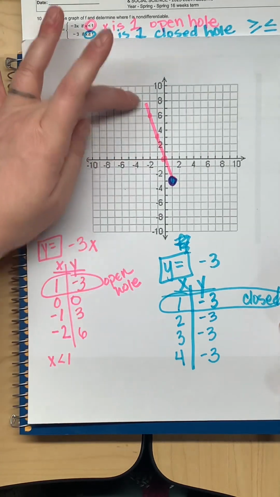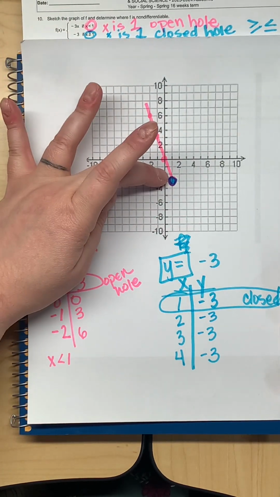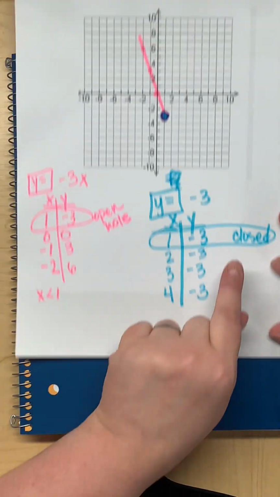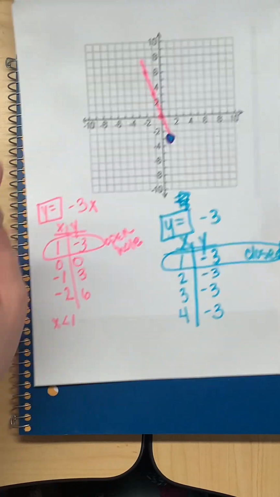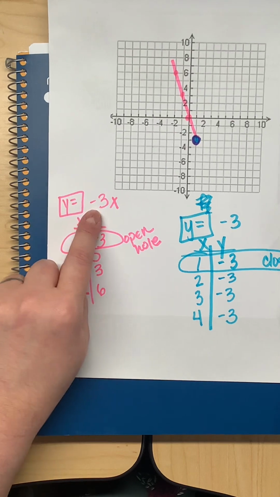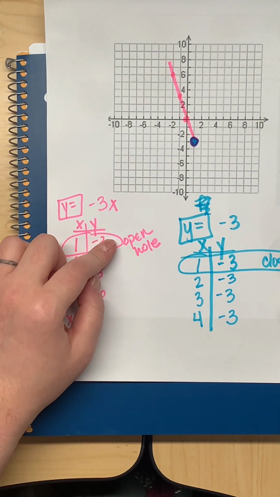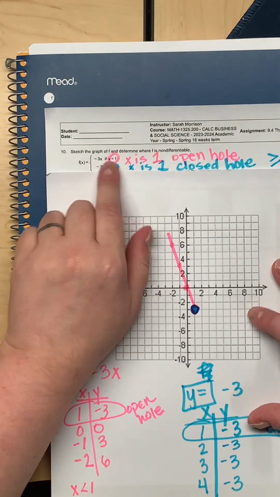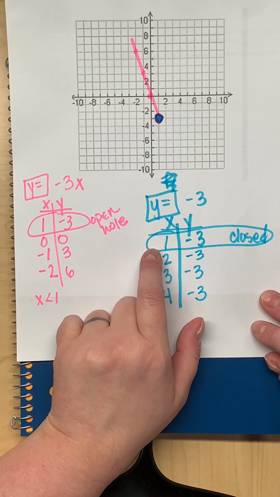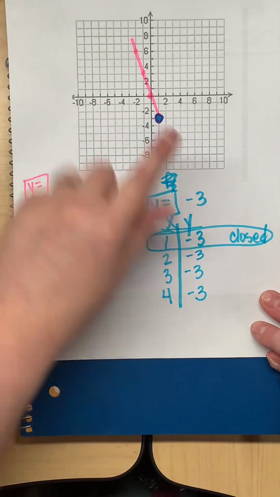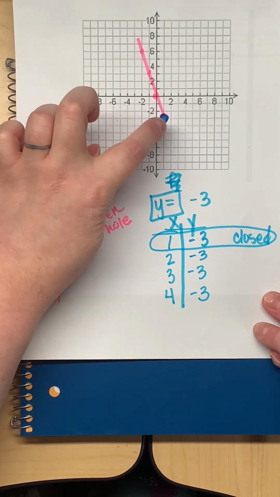So even though this pink had an open hole, this closed hole that I just drew fills in that open hole. Even though for this y equals -3x, at 1, -3, we were supposed to have an open hole because the alligator did not have a tick mark, when I draw this closed point at 1, -3, it fills in that open one like a pothole.